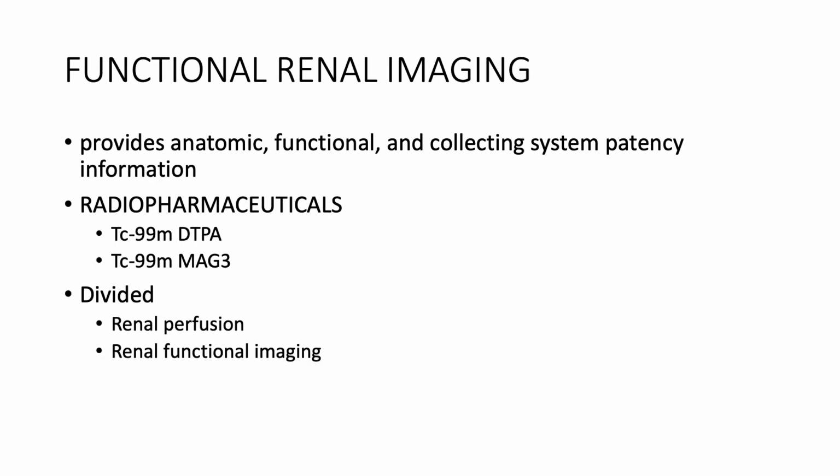Radionuclide imaging with technetium-99m labeled agents provides anatomic, functional, and collecting system patency information. Imaging may be adequately performed in most patients by using either technetium-99m MAG3 or technetium-99m DTPA. Functional imaging of the kidneys may be divided into two: renal perfusion and renal functional imaging.